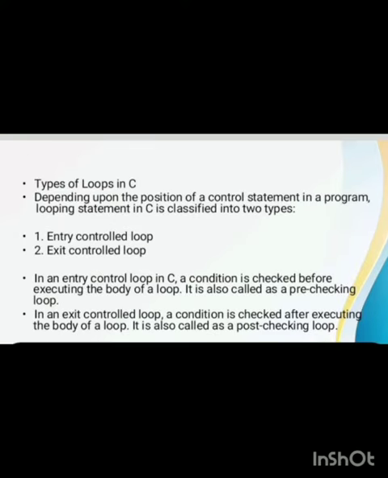Types of loops in C. Depending upon the position of the control statement in a program, looping statements in C are classified into two types. Number one is the entry control loop and the other is the exit control loop. In an entry control loop in C, the condition is checked before executing the body of the loop. It is also called the pre-checking loop. In an exit control loop, the condition is checked after executing the body of the loop. It is also called the post-checking loop.